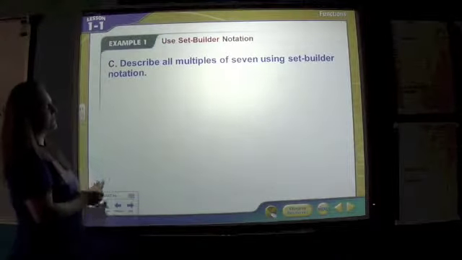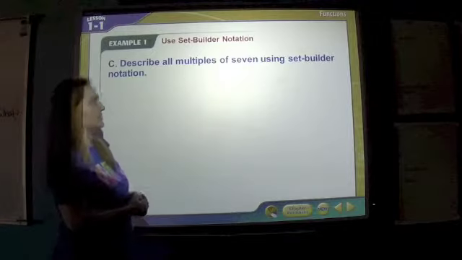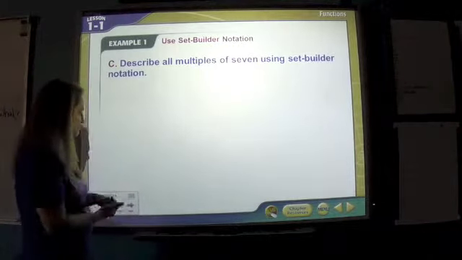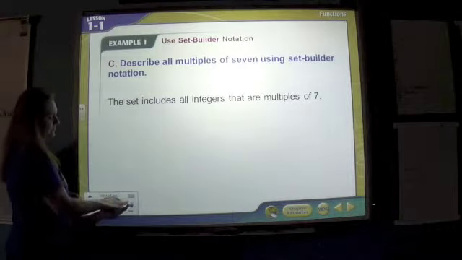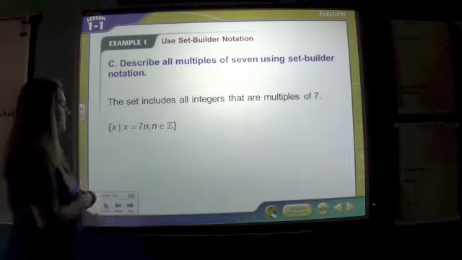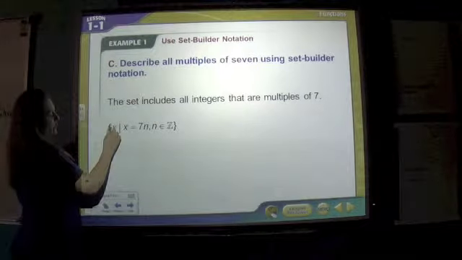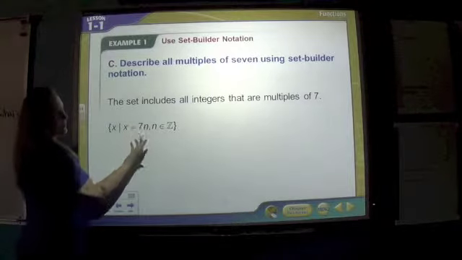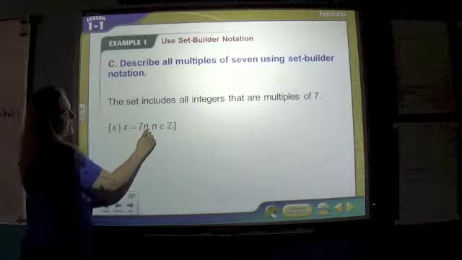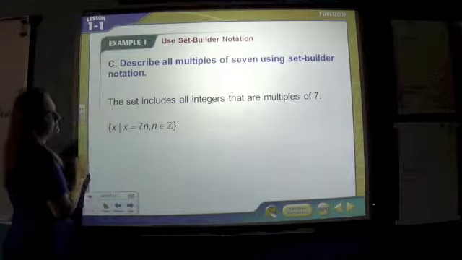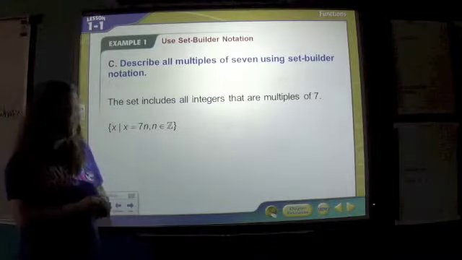All right, describe all multiples of 7 using set builder notation. So all multiples means infinity. It goes on forever. So that's what it says. This one you can get a little creative with. So there's the brace, there's the x, line, x equals multiples of 7. So it's 7n, comma, n is an element of integers. Okay?